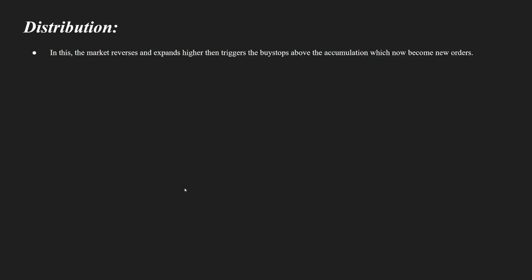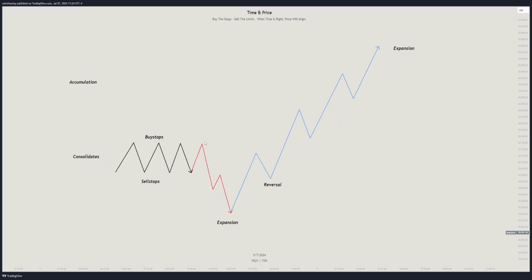Following the manipulation, we are looking for distribution. Following the manipulation, market reverses, expands higher, and then triggers the buy stops above the accumulation here, which now become new orders. As we know, when buy stops are filled, when price is going higher, that triggers a buy position. So we have our consolidation, expansion, reversal, expansion.